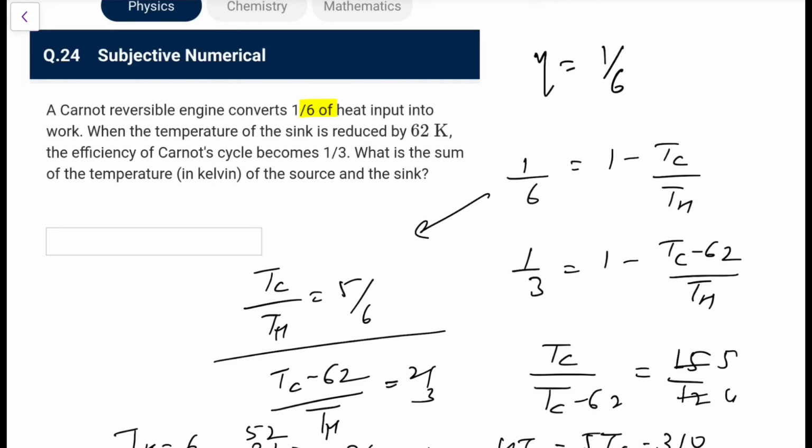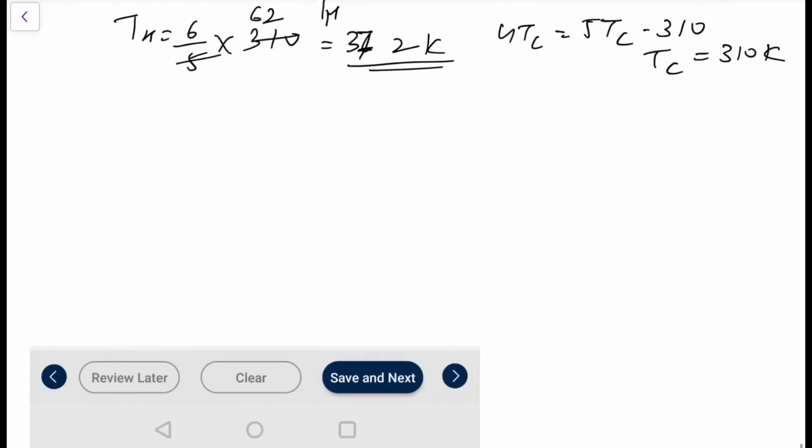So the sum would be 310 plus 362, that is 672. Let me check. 6 2s are 12, I think some mistake, this is 312, this is 62. Let me do it correctly. 6 2s are 12, 6 6s are 36, this is 372, sorry. So this would be 682, not 672. Be careful, otherwise the whole effort goes to waste.